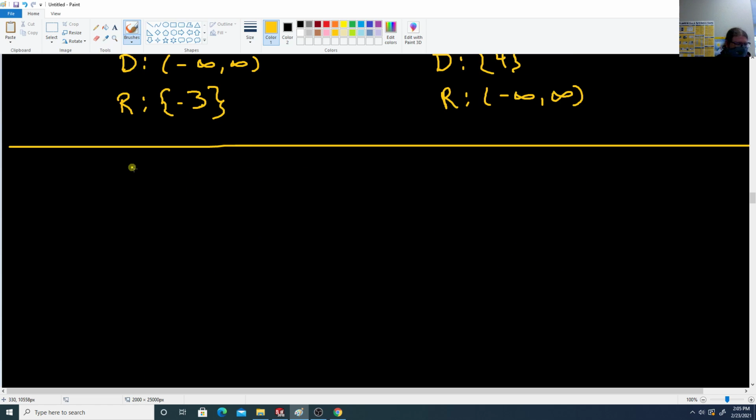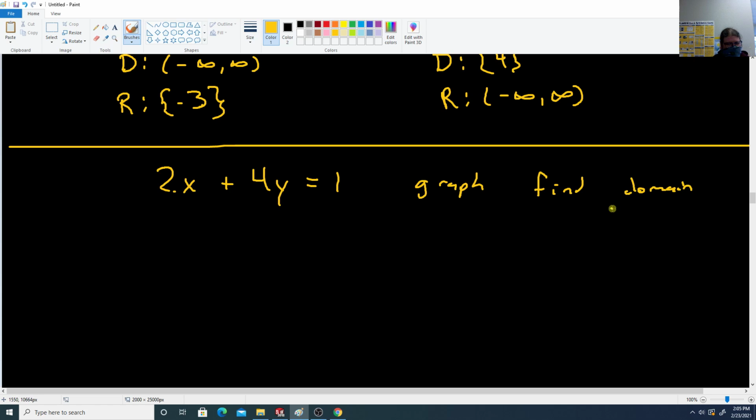Next, they give us an expression like 2x plus 4y equals 1, and they want us to graph this. And they want us to find the domain and range. So this right here is actually a standard form of a line.